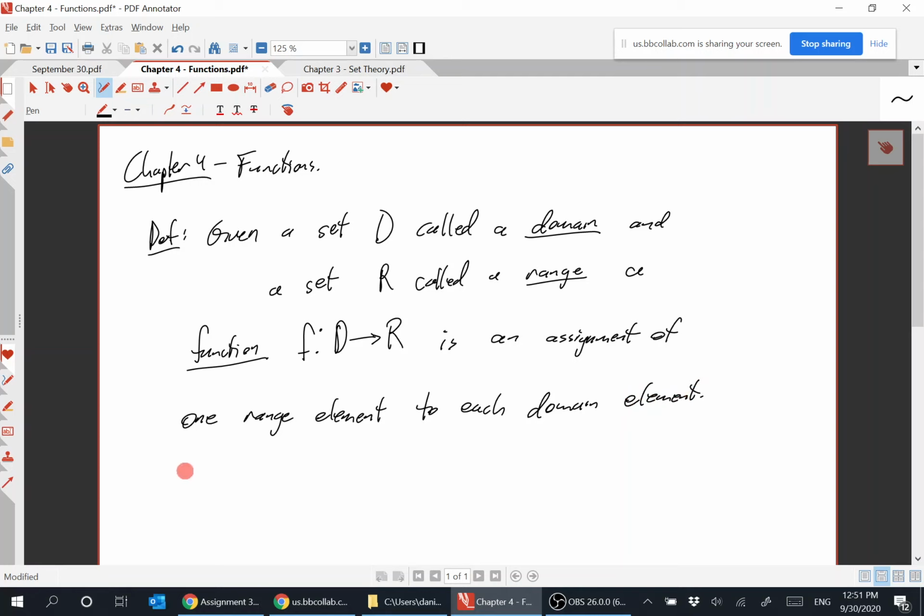This is written as, so if X is in the domain, the range element assigned is F of X, which is in the range. Okay, so we're going to be talking about functions in very formal terms here, which is how they're discussed in mathematics.